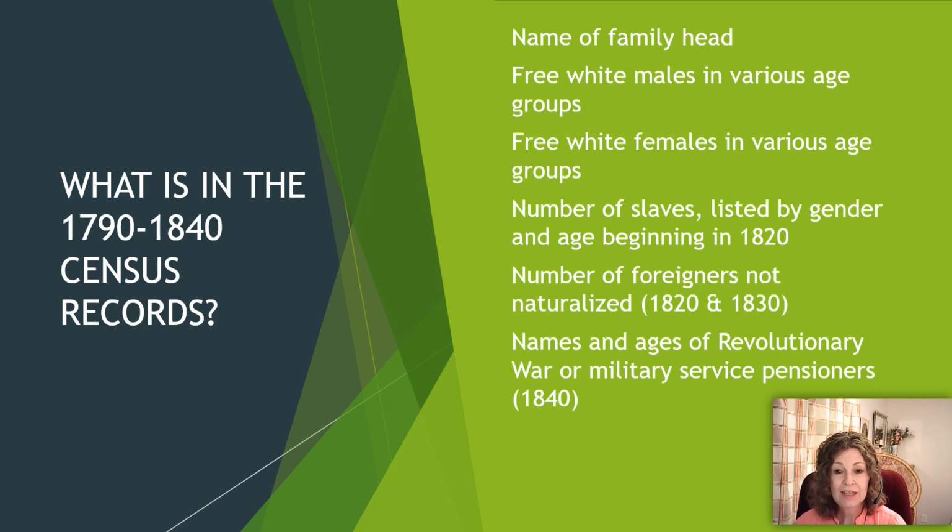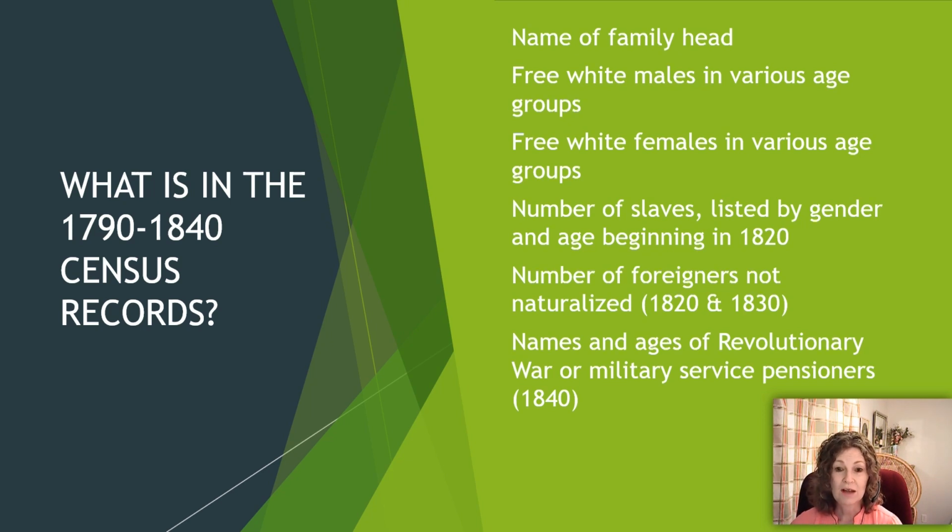Then in 1820 and in 1830, we have the number of foreigners not naturalized in a household. And so if you have an immigrant ancestor that immigrated before those years and they have not naturalized, they might show up as a notation in that column. And then you'll know that you can look for naturalization records after those dates.